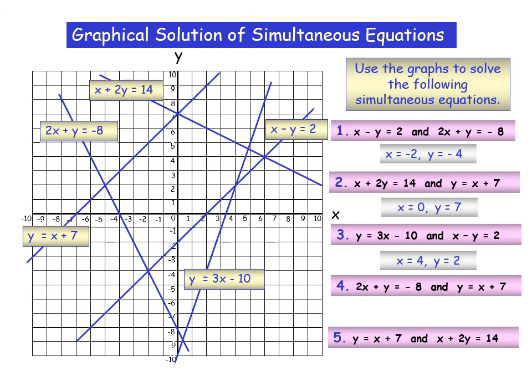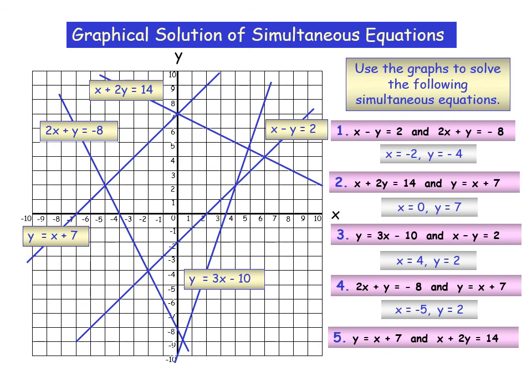So we have 2x plus y is equal to negative 8. We know that this was the line, 2x plus y. And then what about the other one? It's y is equal to x plus 7. So where do they cut? They cut here, where x is equal to -5 and y is equal to +2. So x is equal to -5, y is equal to +2.